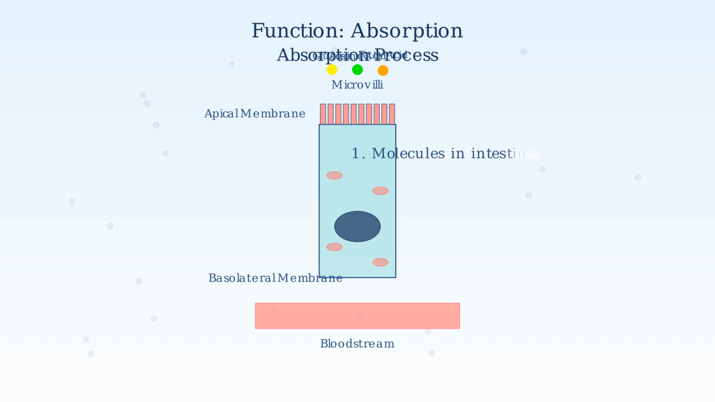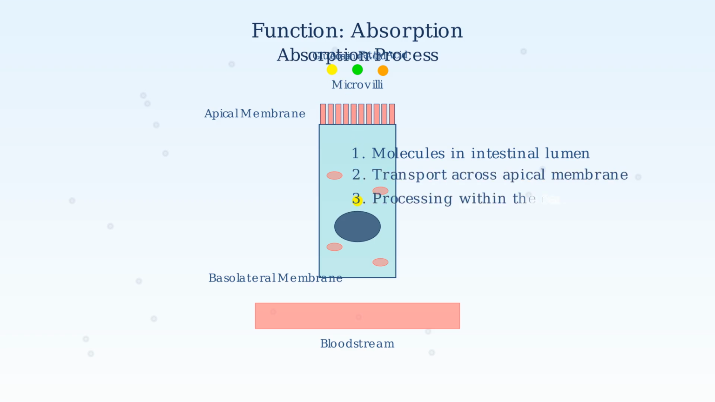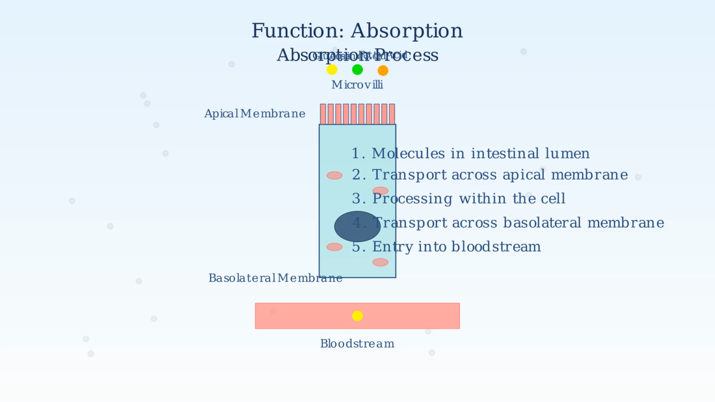Absorption occurs in a specific sequence of steps. First, transport proteins on the microvilli surface capture molecules like glucose from the intestinal lumen. The molecules then move through the cell where they may be processed. They are then transported across the basolateral membrane through different carrier proteins. Finally, the absorbed nutrients enter the bloodstream for distribution throughout the body.